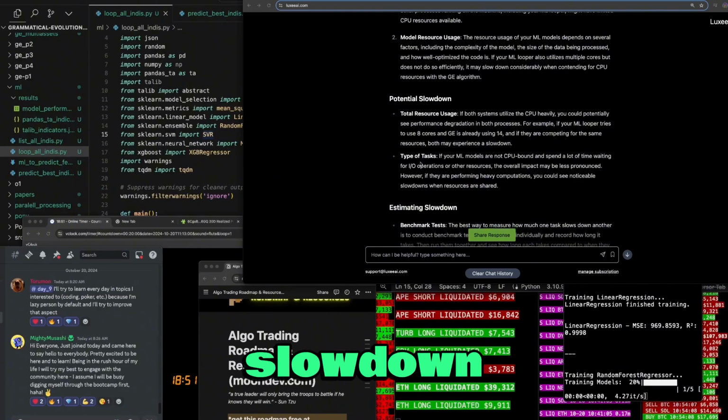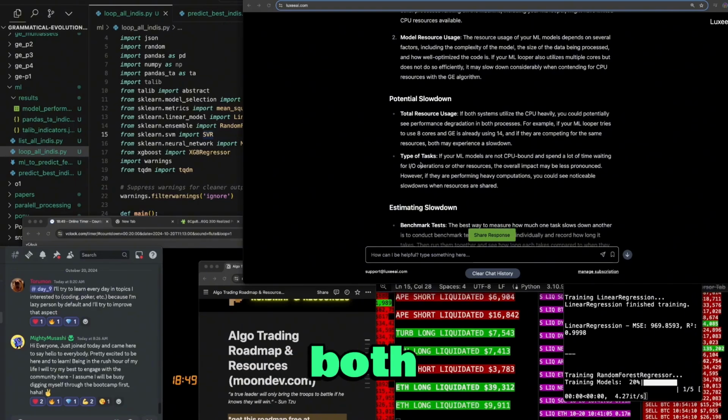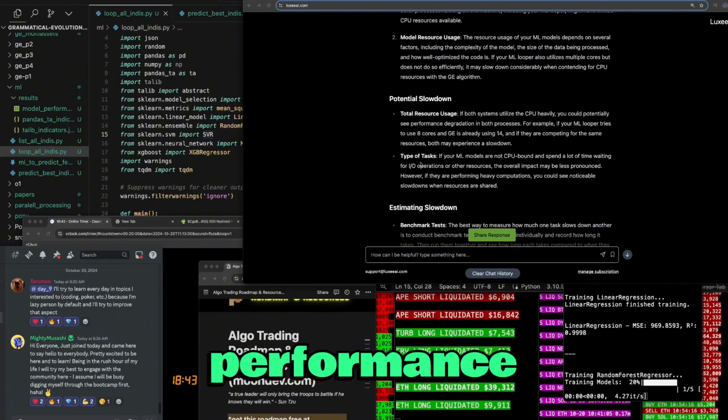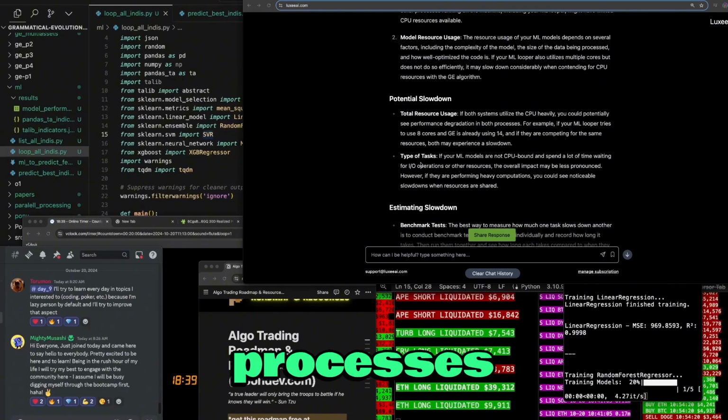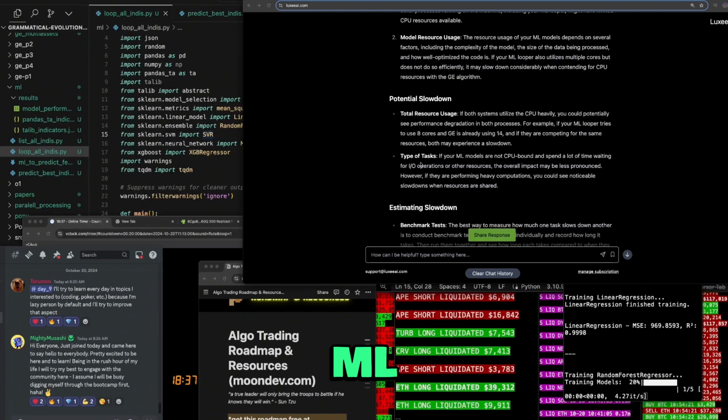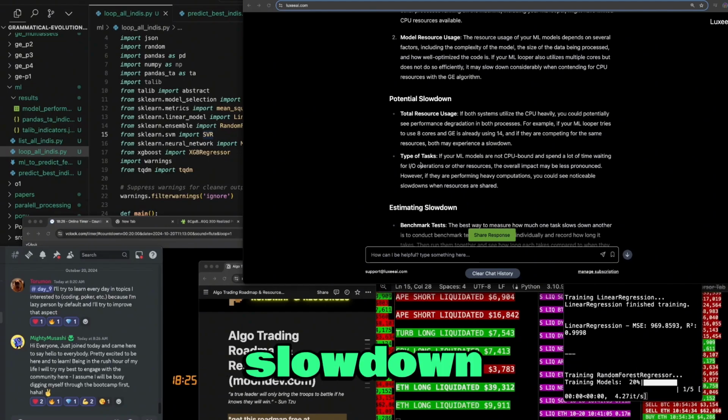Potential slowdown, total resource usage. If both systems utilize the CPU heavily, you could potentially see performance degradation in both processes. For example, if your ML looper tries to use 8 cores and GE is already using 14, and if they are competing for the same resources, both may experience a slowdown.